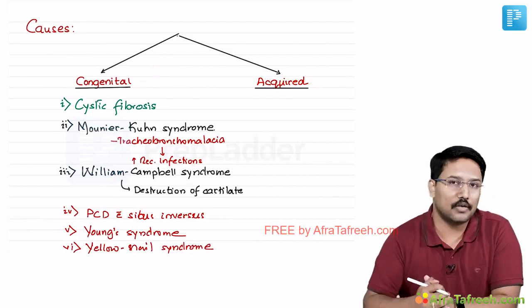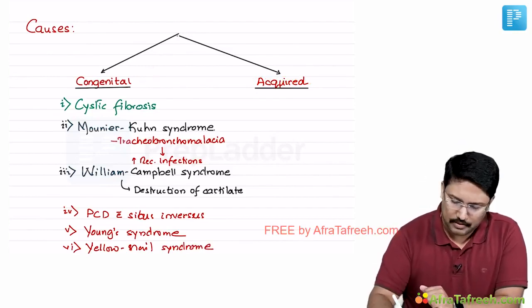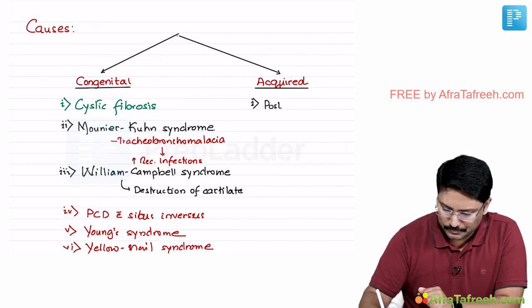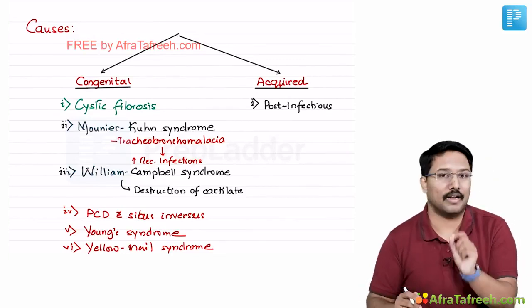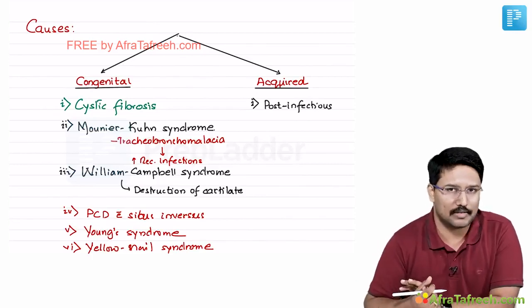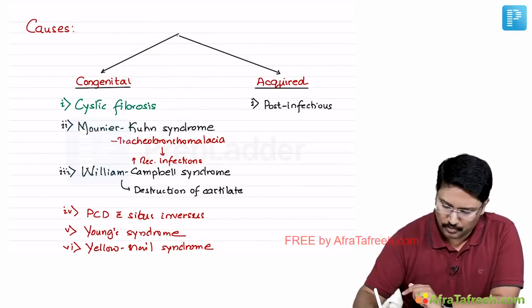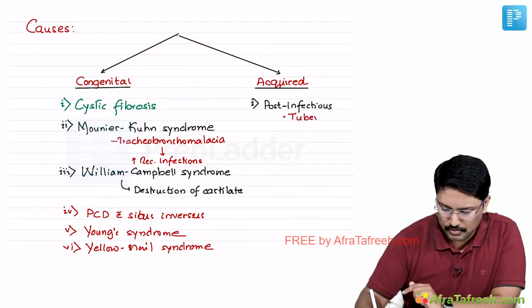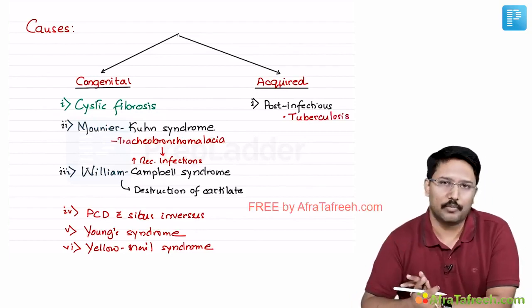Now, what are the acquired causes for bronchiectasis? Number one you have to talk about is post-infectious. After some segment of the lung gets infected, it can lead to destruction of the cartilage as well as the smooth muscles of the airway, and then it can lead to development of bronchiectasis. So post-infectious, most importantly from the perspective of India, you need to remember tuberculosis. Tuberculosis is the most important cause for post-infectious bronchiectasis.